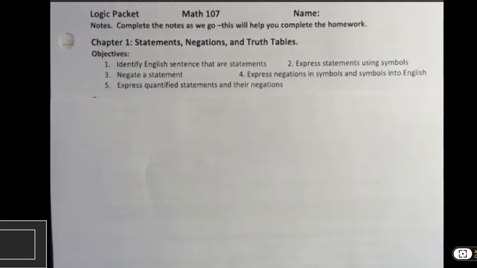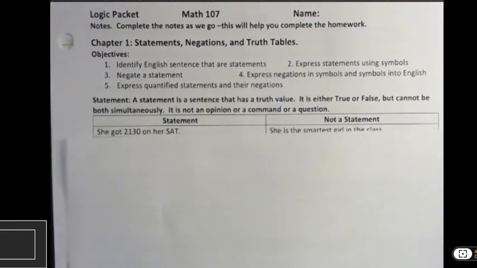Logic is usually a chapter in a Math 107 class, which is Math and Society or Liberal Arts Math. I'm going to go through these notes, and you can follow along completing them as we go to help you with your homework. The objectives are listed here. You're free to read those to see what we're going to be talking about.